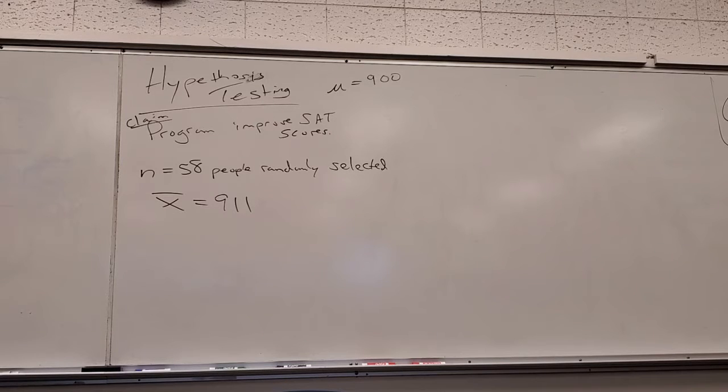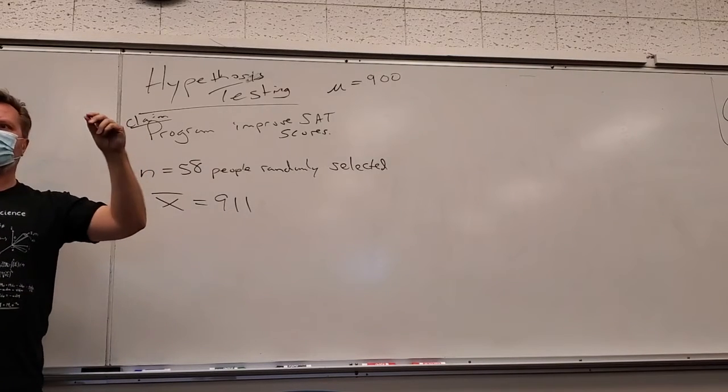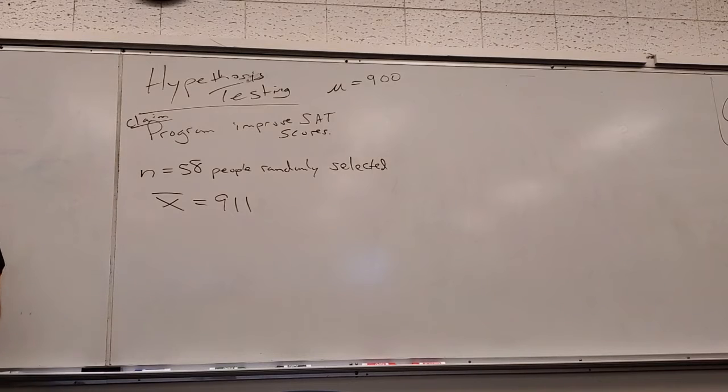If my program didn't do a damn thing, if people would do exactly the same on the SAT, if they took my program or not, right? Could there be a group of 58 that got 911 average on the SAT? Could there be a group of 58 people that got 820 on the SAT? Could there be a group of 58 people that got 1020 on average SAT? Yes. This is just a sample. A sample cannot prove a damn thing by itself.